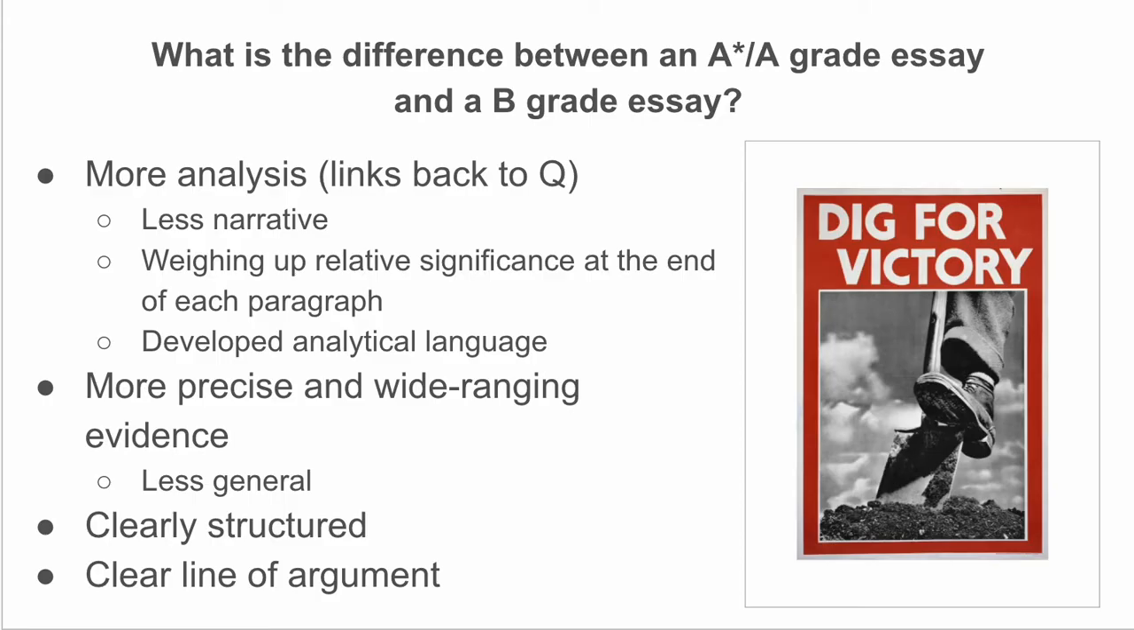So what is the difference between an A-star or an A-grade essay and a B-grade essay? Here are 4 key points to think about when you're writing your essays to help you achieve the top level. The main difference between a B-grade essay and an A-star essay is the analysis. Analysis is just linking back to the question, explaining your points and why they're important to the question. So an A-star essay has more analysis, it's less narrative, it's weighing up the relative significance of factors or themes at the end of each paragraph, and it's using more developed analytical language.